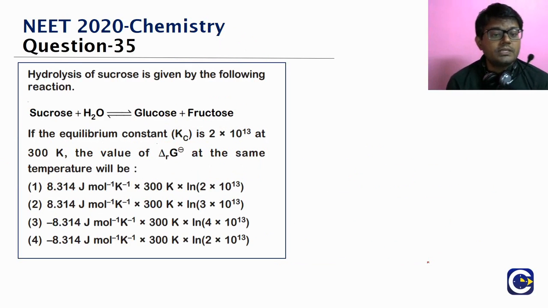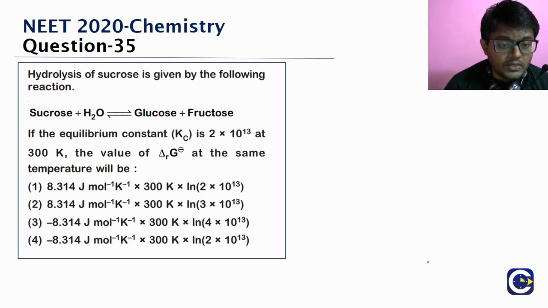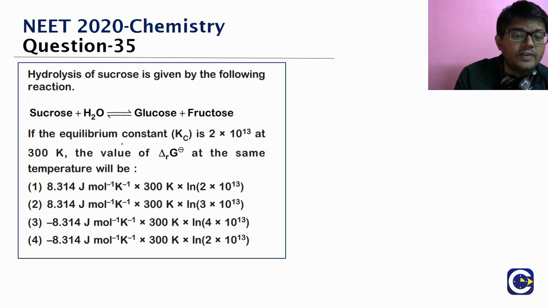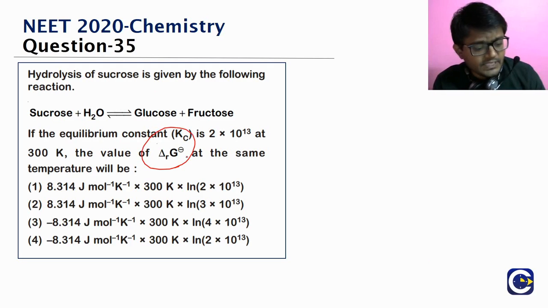Next we have a question on equilibrium, the del G naught and equilibrium constant relation. Okay, what is it? Hydrolysis of sucrose is given by the following reaction. Sucrose plus water is giving us glucose and fructose. If the equilibrium constant Kc is 2 into 10 power 13 at 300 Kelvin, the value of del G naught for the reaction, we need to find.